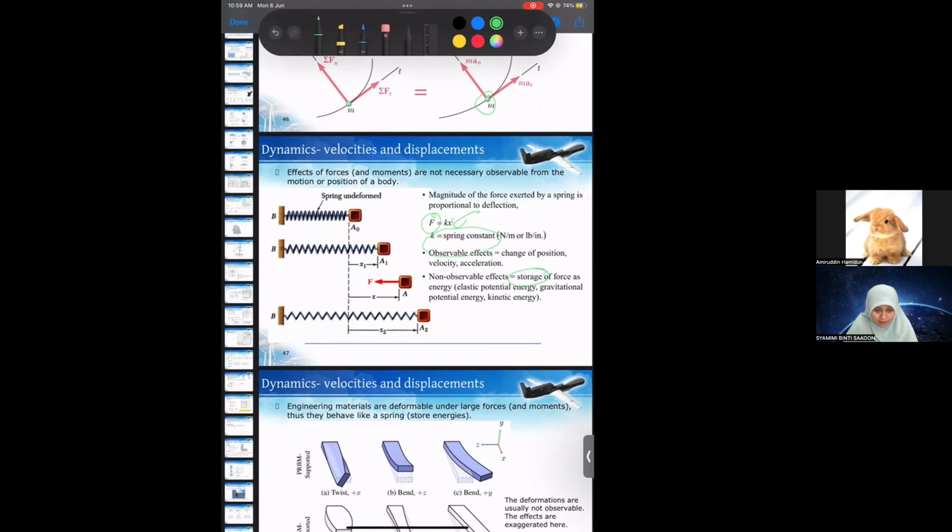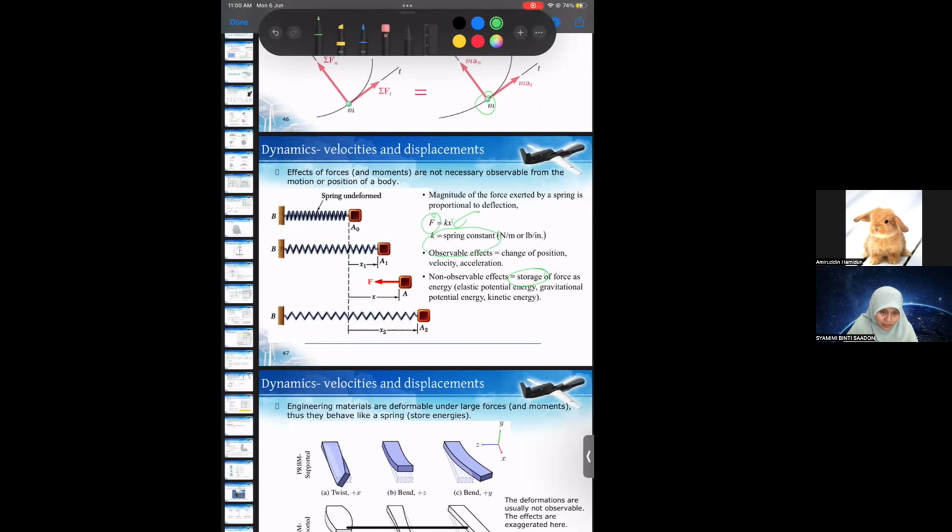For example, here the spring. When we stretch the spring, the spring will change position, right? The material will change position from A0 to A1, A2, etc. Changing position, we create velocity, acceleration, etc. But the thing that we don't see is that when we stretch the spring, it actually creates potential energy stored within the material A. Due to the force that we apply on the material A, it creates potential energy. This thing we cannot see, but it exists.